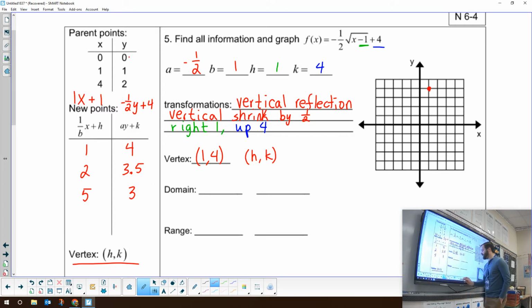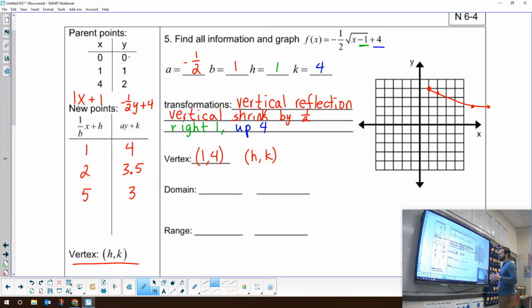So you can see here that we're going to have a point at 1, 4. We're going to have a point at 2, 3.5. And we're going to have a point at 5, 3. So there's 5, 3. And so you can see where my graph is going to go. It's going to go out like that. So notice, instead of my graph opening like this, it flips under, okay? It flips under because we have that vertical reflection. And notice how it's kind of shrunk a little bit, all right, than that graph we did on the first page. Okay, well now let's talk about the domain and range.